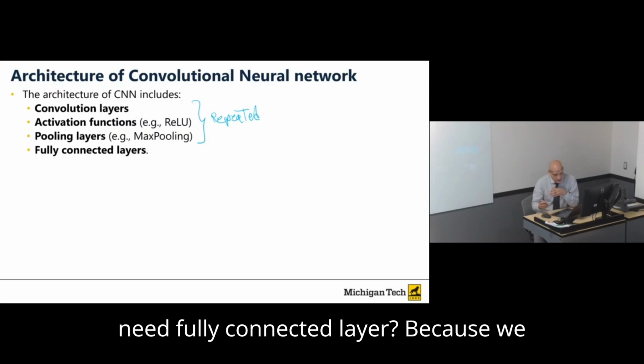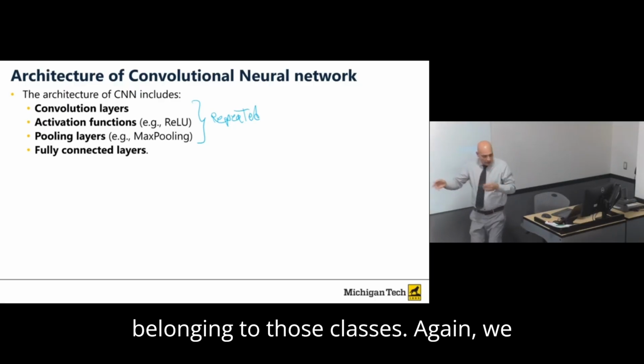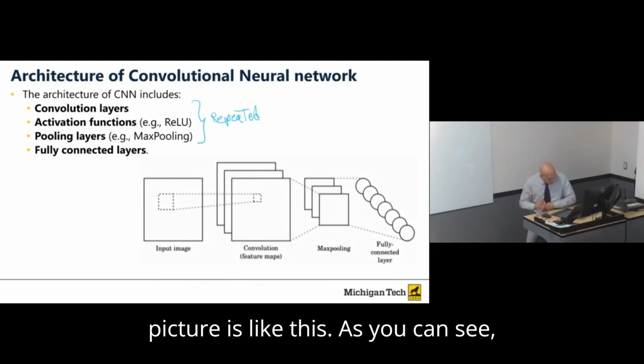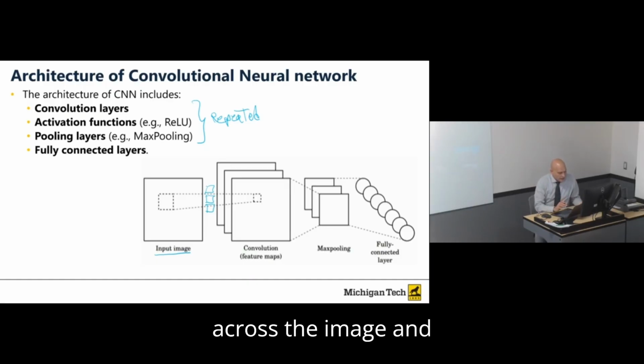Why do we need a fully connected layer? Because we want to get the likelihood of belonging to those classes. Again, we need to find that part. So the picture is like this. As you can see, we have input, we have multiple kernels, and these kernels are actually sliding across the image and make feature maps for each.